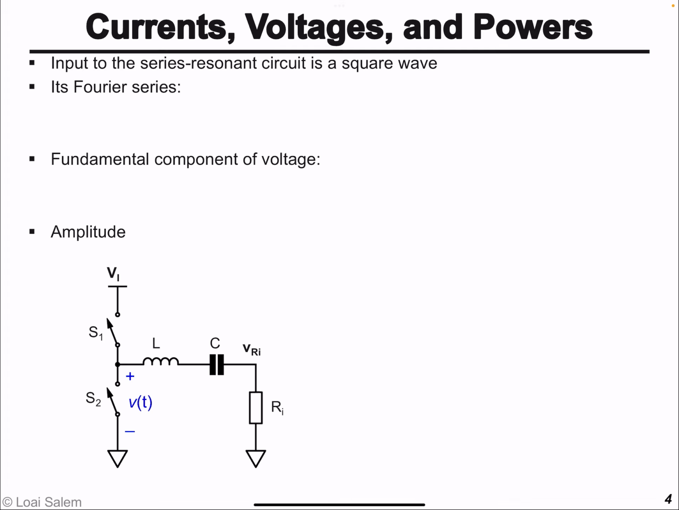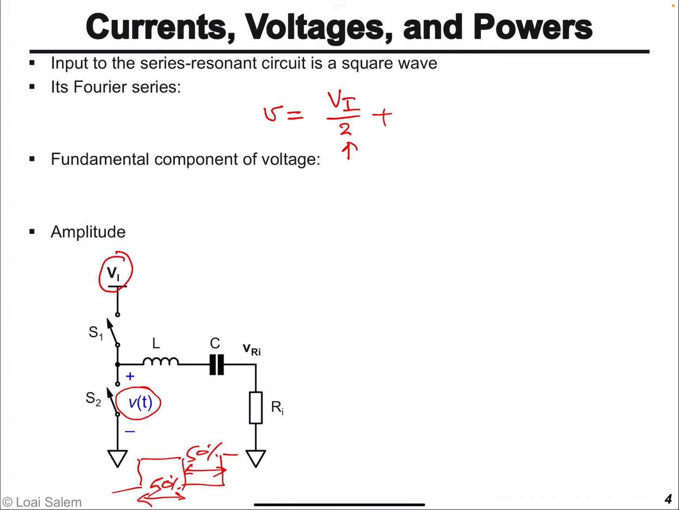So first of all, we know that the Fourier series of a square voltage can be expressed as follows. It will have a DC component given by half of the supply voltage for the series resonant circuit, given that it's a 50% duty square wave. So the high part is 50% of the cycle, the low part is 50% of the cycle. So the DC component or average is going to be VI over 2.